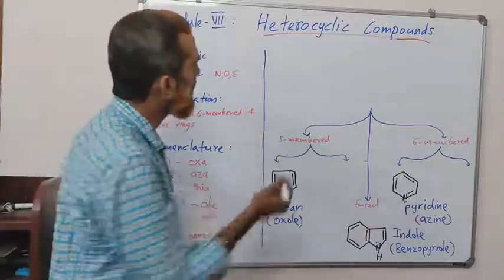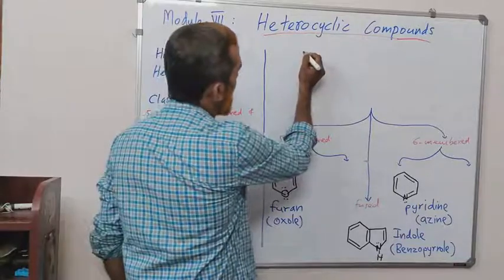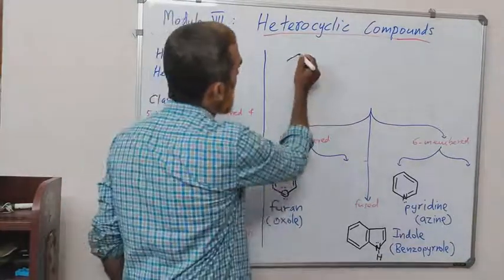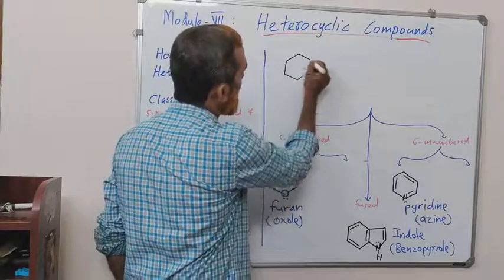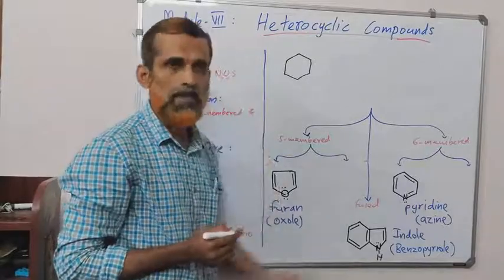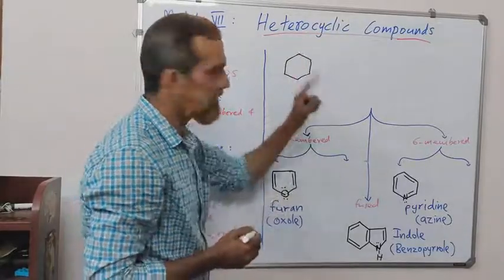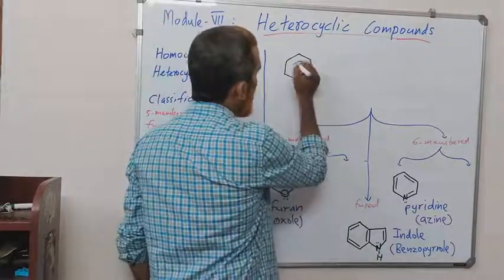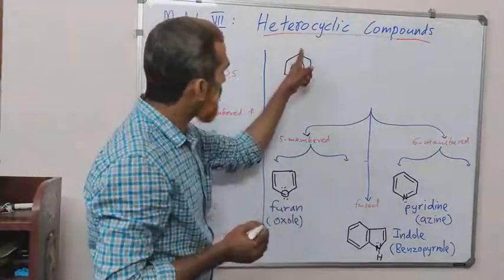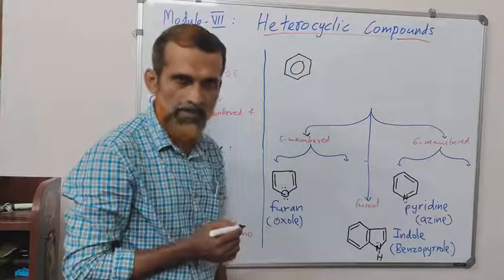Homocyclic compound means cyclic compounds or ring compounds which contain only carbon. For example, we know cyclohexane, which is an alicyclic compound. There are 6 carbons. What is this? This is benzene, which also contains only carbon in the ring.